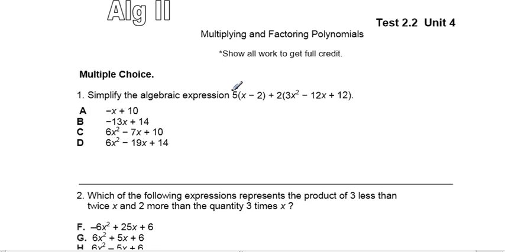So you distribute your 5 and you get 5x minus 10. Then you distribute your 2 and you keep this plus sign, it just comes down. So plus 6x squared minus 24x plus 24.